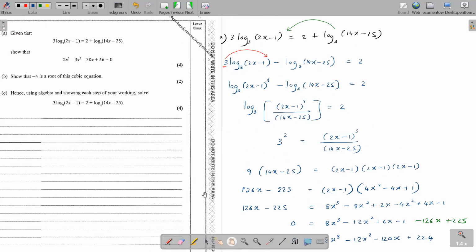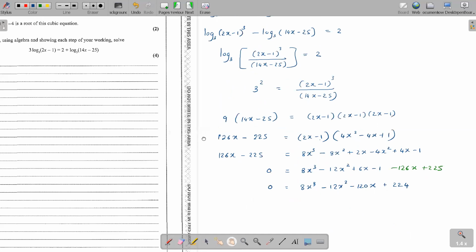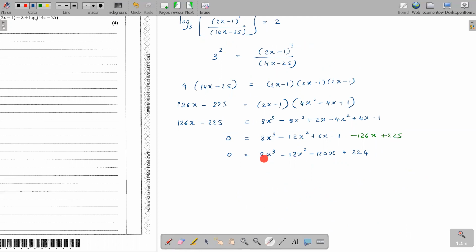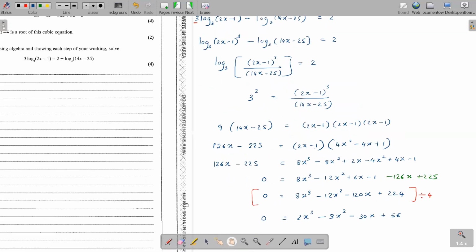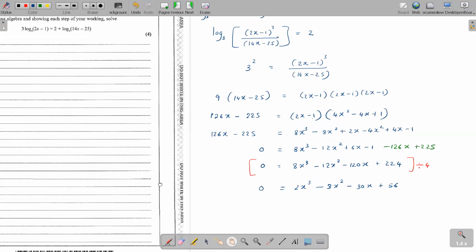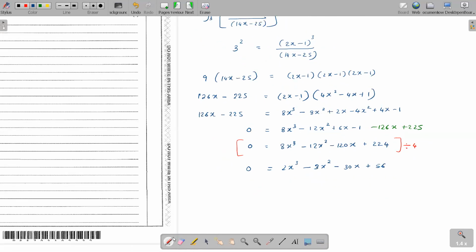So the result has 2x cubed, which means I should divide the whole thing by 4 to get 2x cubed. So the whole thing should be easily divisible by 4. So let's divide: 8 divided by 4, 2x cubed. 12 divided by 4 is 3x squared. 120 divided by 4, that's 30x. 224, that's 4 times 56, right? Yes, so we get the show that 2x cubed minus 3x squared minus 30x plus 56 equals 0, which is your show that for 4 marks.